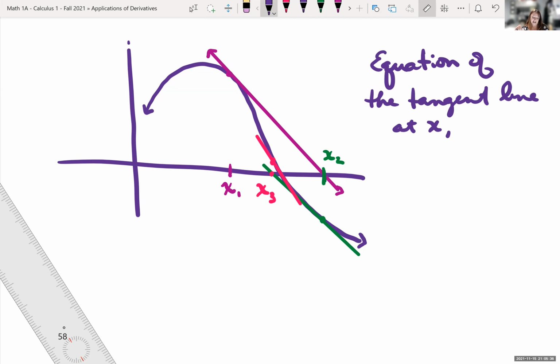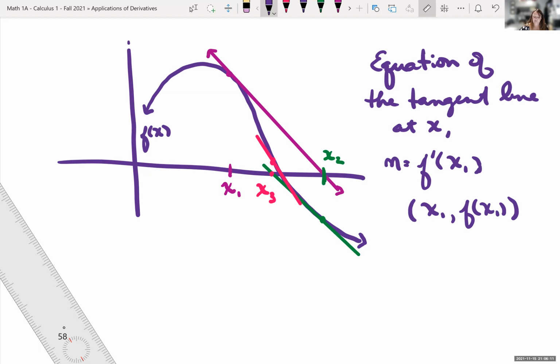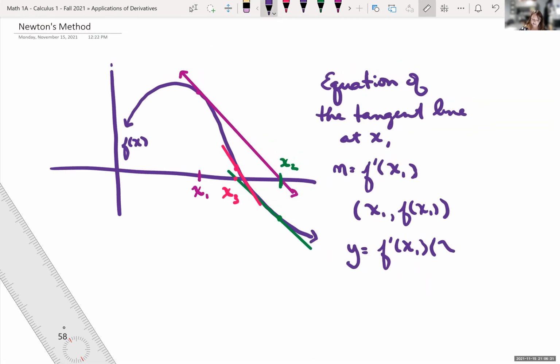So remember, to find the equation of the tangent line at a point, we needed a couple of things. We needed to know what the slope was at that point. So we figured out how to find the slope at that point. We took the derivative of our function. Let's call our function f of x. So we know our slope of the tangent line at x sub 1 is f prime of x sub 1. So we need a point and a slope. And our point would be, well, we had the x value, x sub 1, and the y value is going to be f of x sub 1. So that equation of that tangent line at x sub 1, that's going to be y equal to my slope, f prime of x sub 1, times x minus x sub 1.